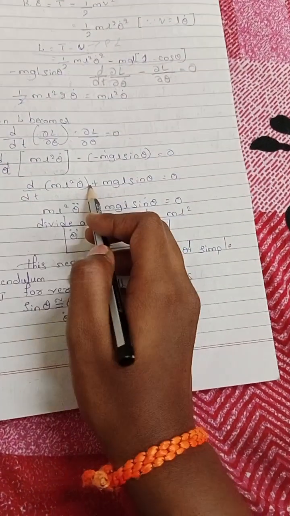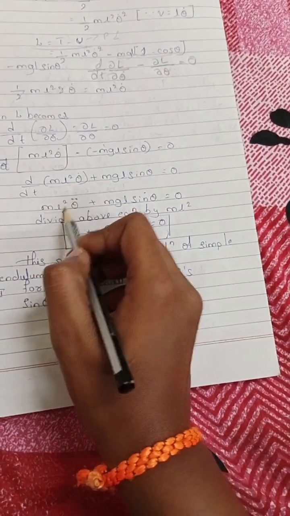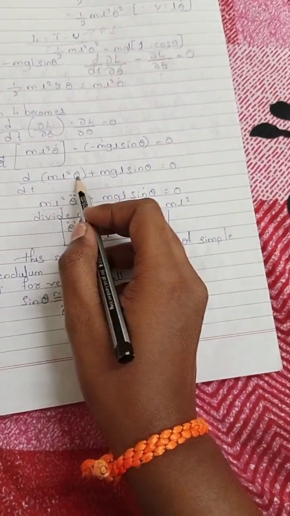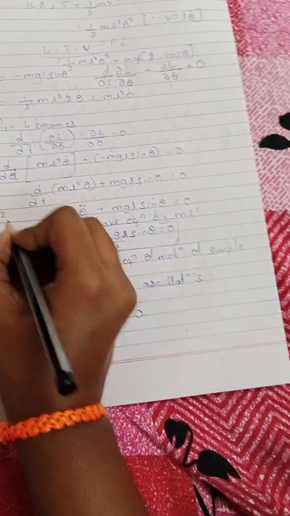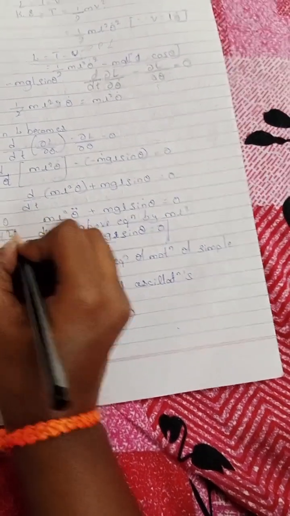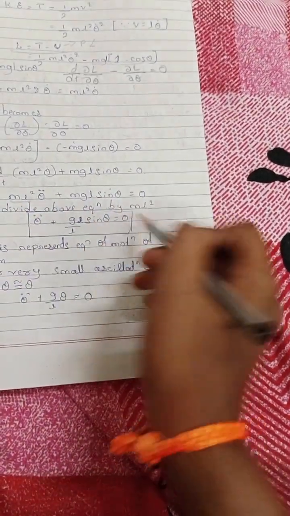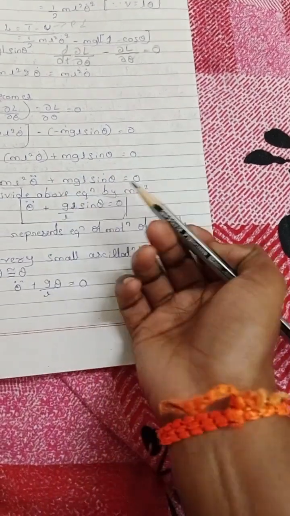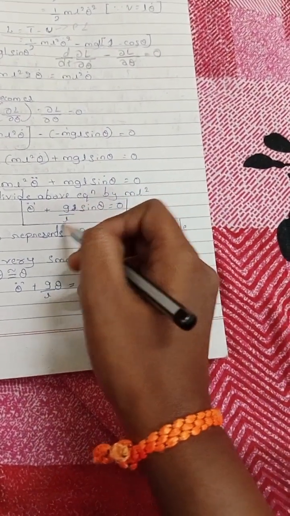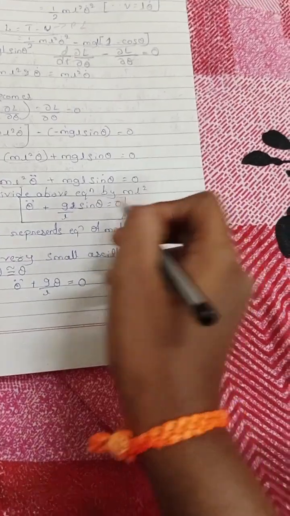If we differentiate this, ml square is a constant, theta dot is a variable, so d theta dot by dt can be written as theta double dot. So ml square theta double dot plus mgl sin theta is equal to 0. Divide the above equation by ml square. Here ml is cancelled, so only division by L remains, along with sin theta, equal to 0. This equation represents the simple pendulum equation.